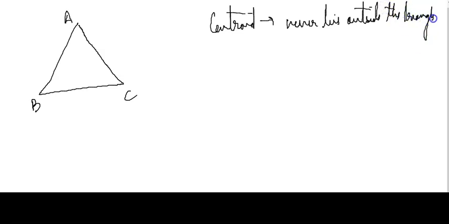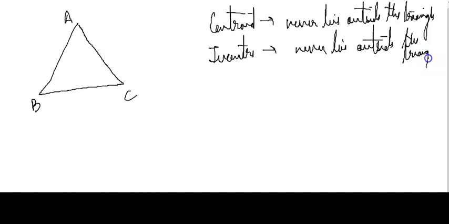Obviously, when we are talking of the point of intersection of all medians, a median is basically the cevian joining the midpoint to the opposite vertex. So obviously it will not lie outside. So the centroid will never lie outside the triangle. In the same way, the incenter is basically the center of the circle inscribed inside the triangle, so it will never lie outside the triangle.